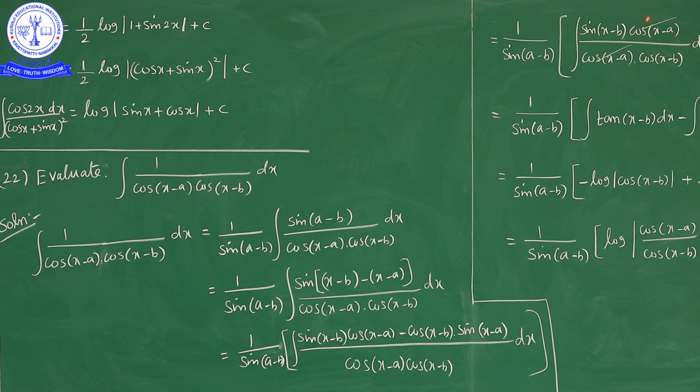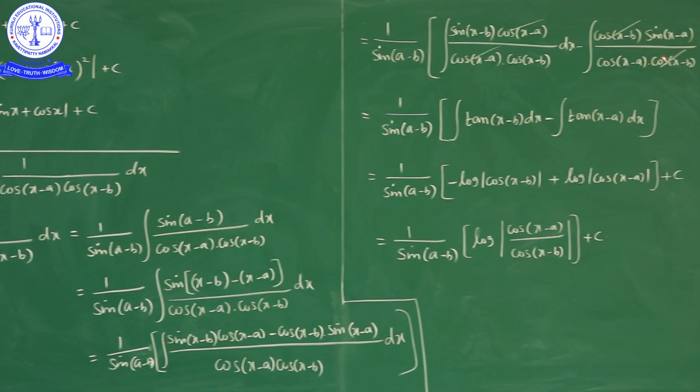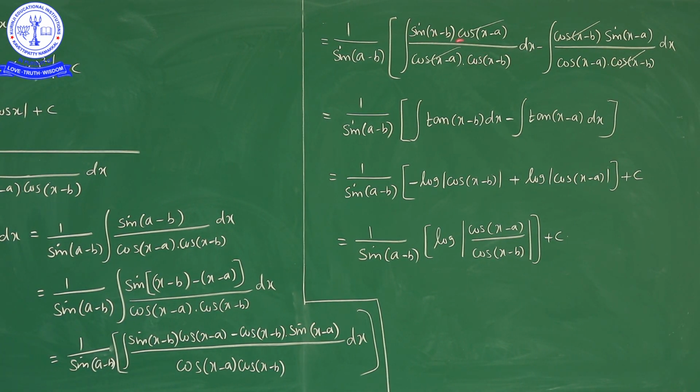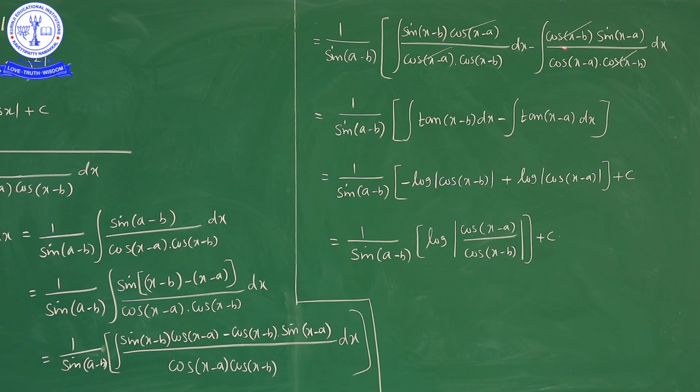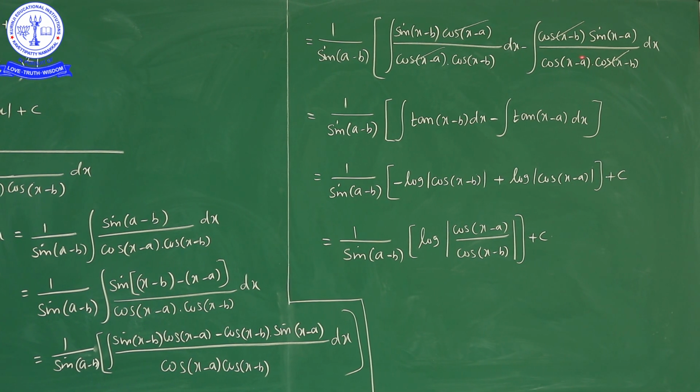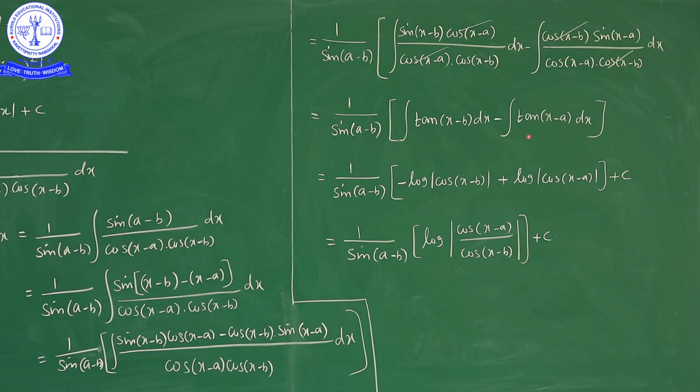Now, cos(x minus a) in the numerator and cos(x minus a) in the denominator get cancelled. Here cos(x minus b) in the numerator and cos(x minus b) in the denominator get cancelled. So it will be sin upon cos, tan(x minus b), minus sin(x minus a) upon cos(x minus a), that is tan(x minus a). Now, we know the integration of tan x. Two formulas we can write: log mod sec x plus c, or minus log mod cos x plus c.